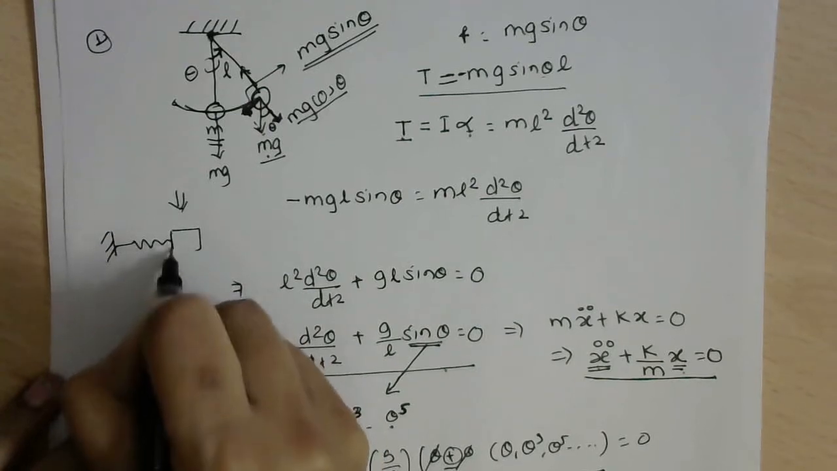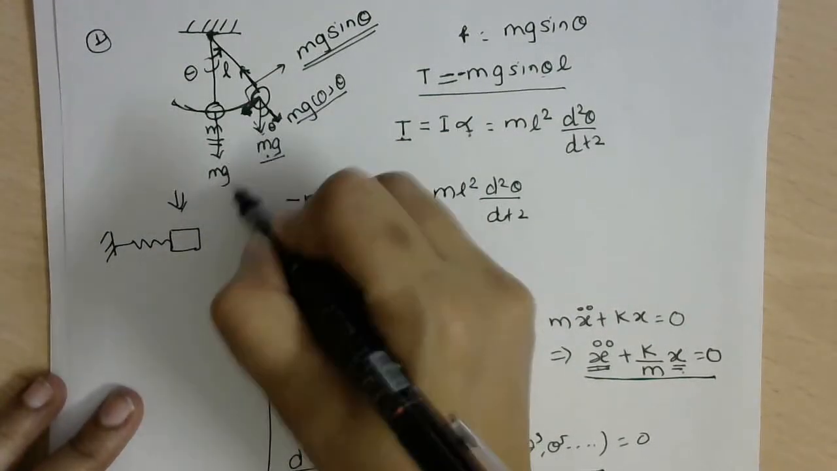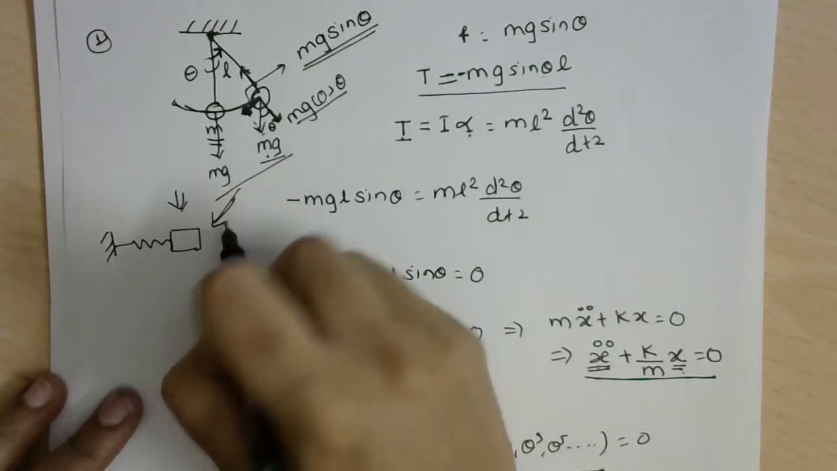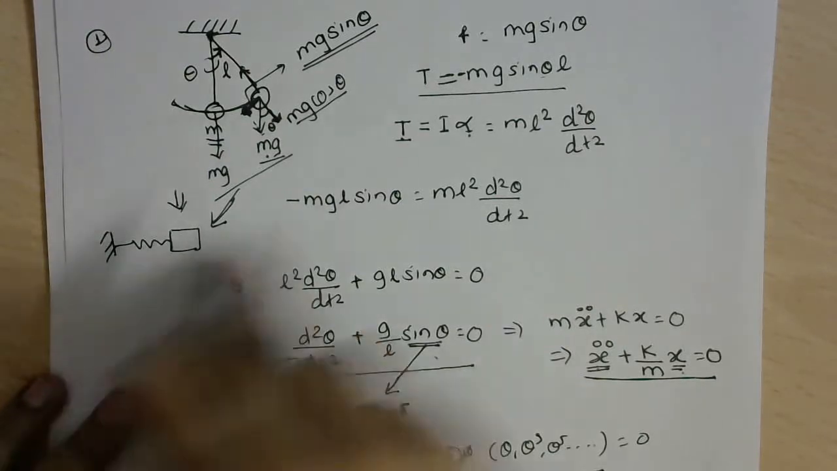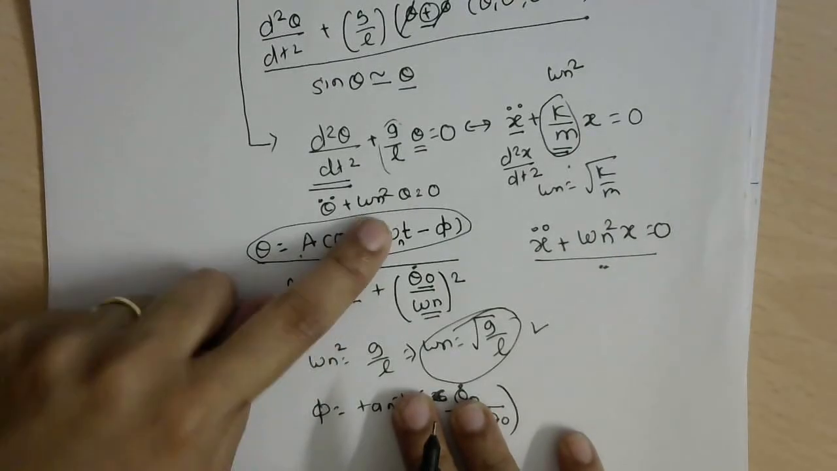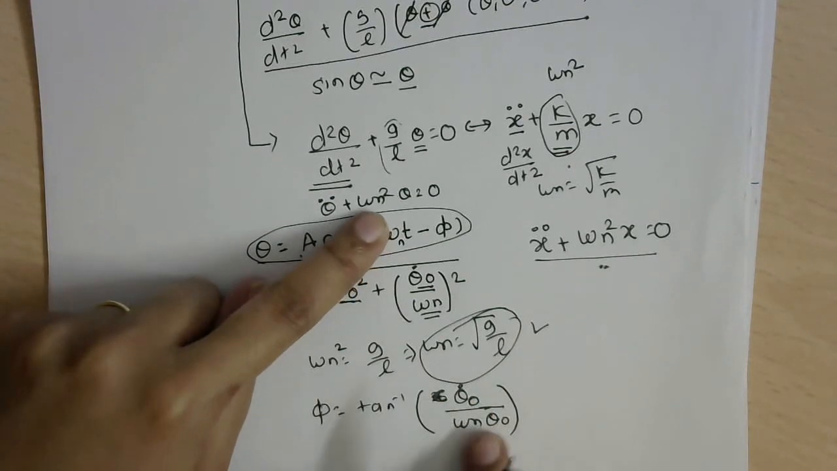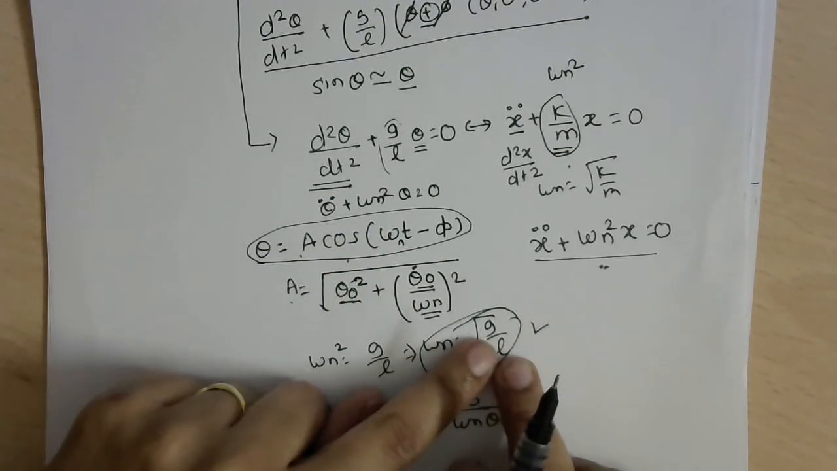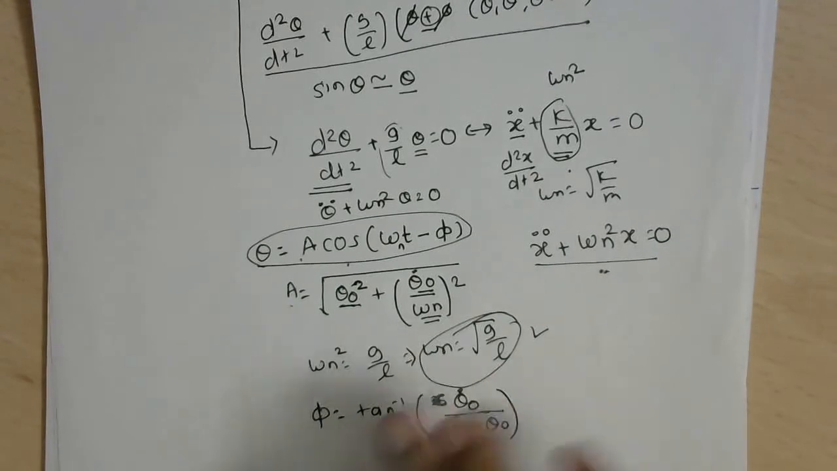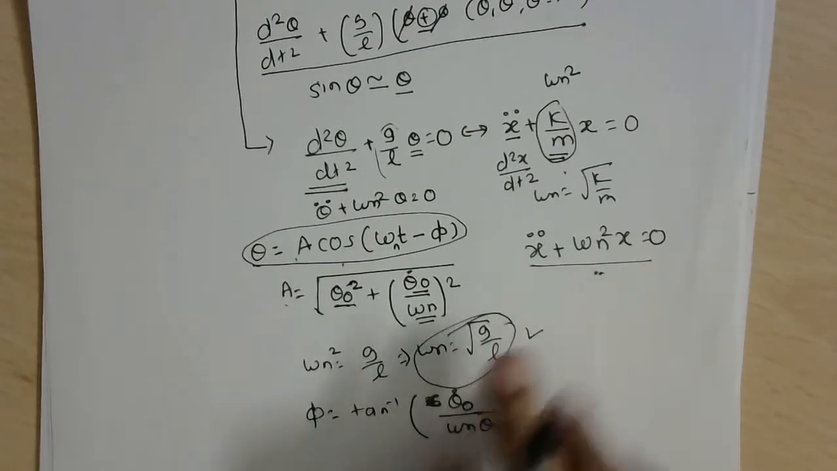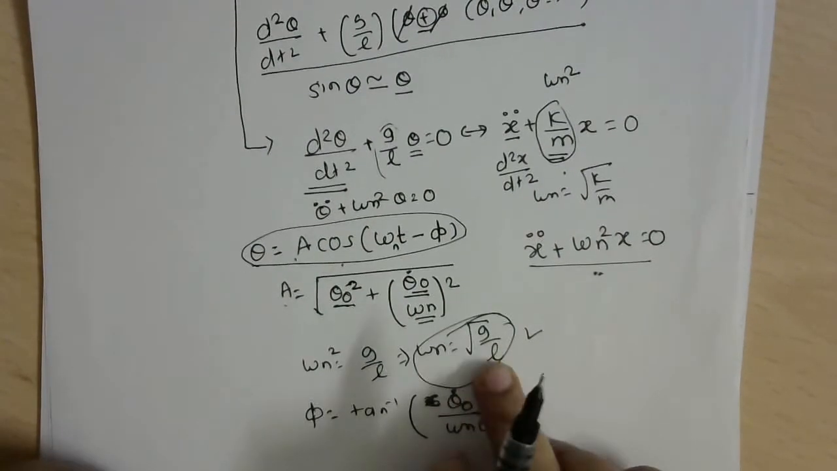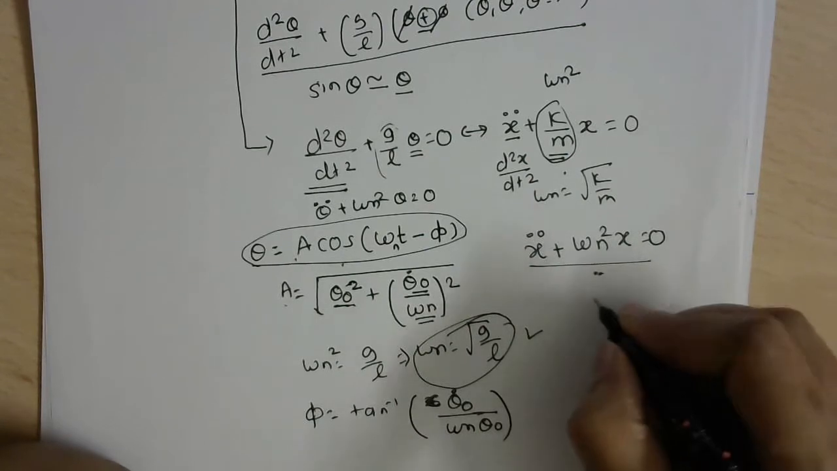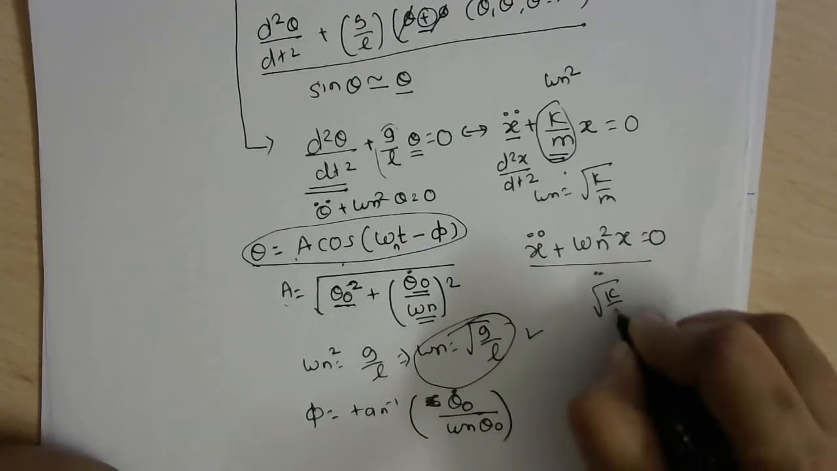Okay, so this is the system. So you have approximated this into this. Get the differential equation and see what the quantities of interest are. So omega n, for example, in this case is coming out to be equal to square root of g by l. Otherwise everything is the same except this omega n, which is square root of g by l in this case, and it was square root of k by m in the earlier case.